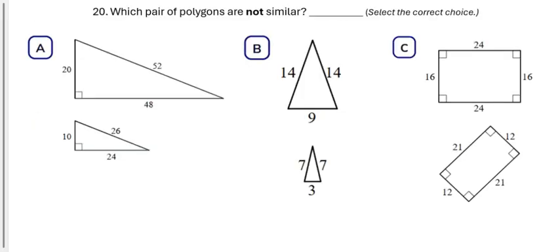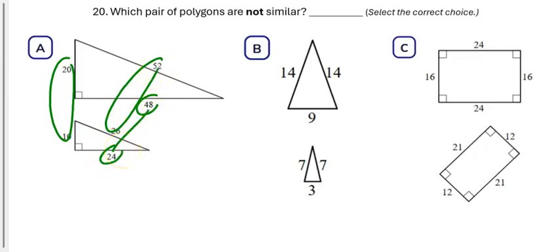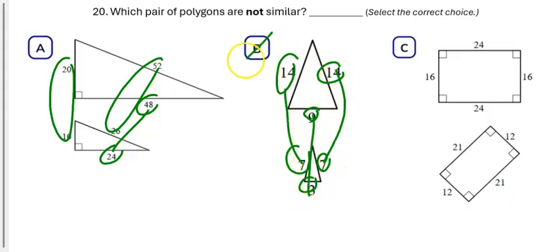And the last problem, which parallelograms are not similar to each other? So you have to check the scale factors here. Scale factor here is 2. This is 2. And this is 2. So that one works. Scale factor here is 2, 2, and this is 3, so these are not similar.